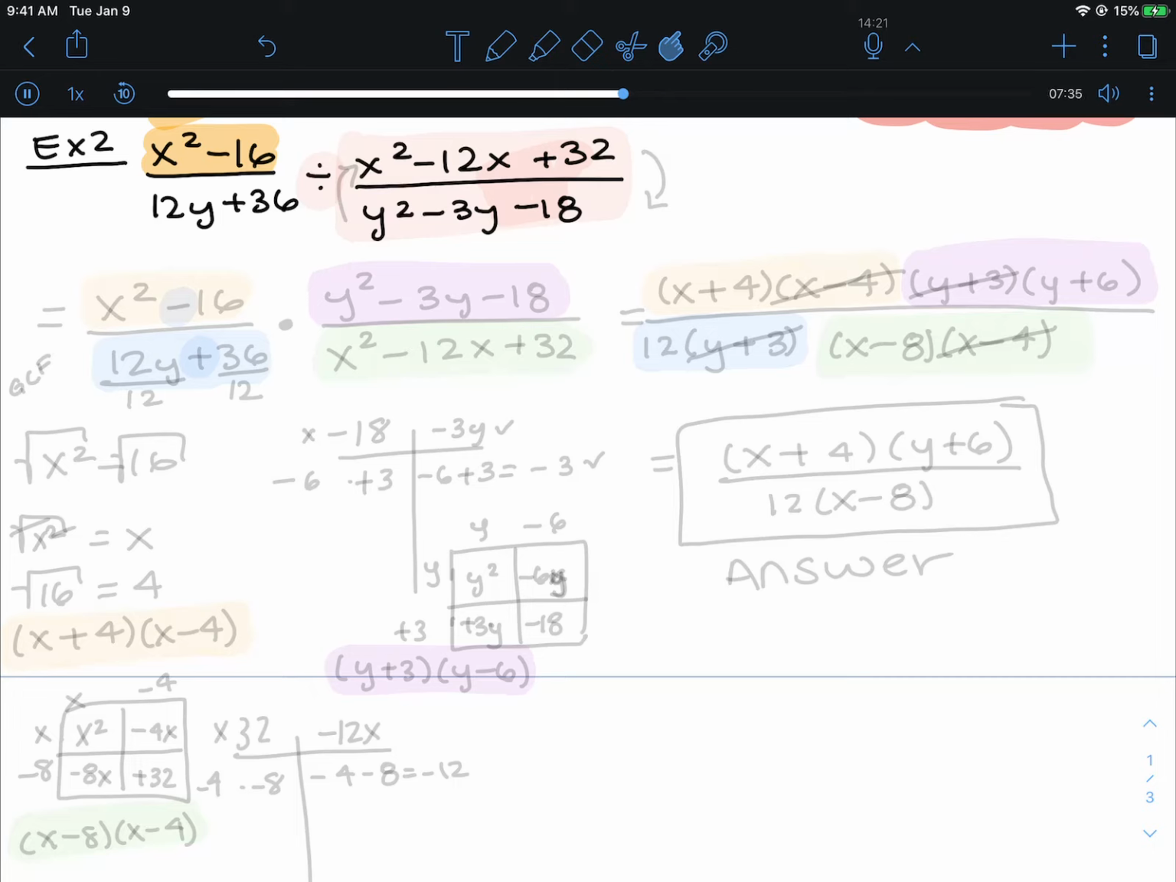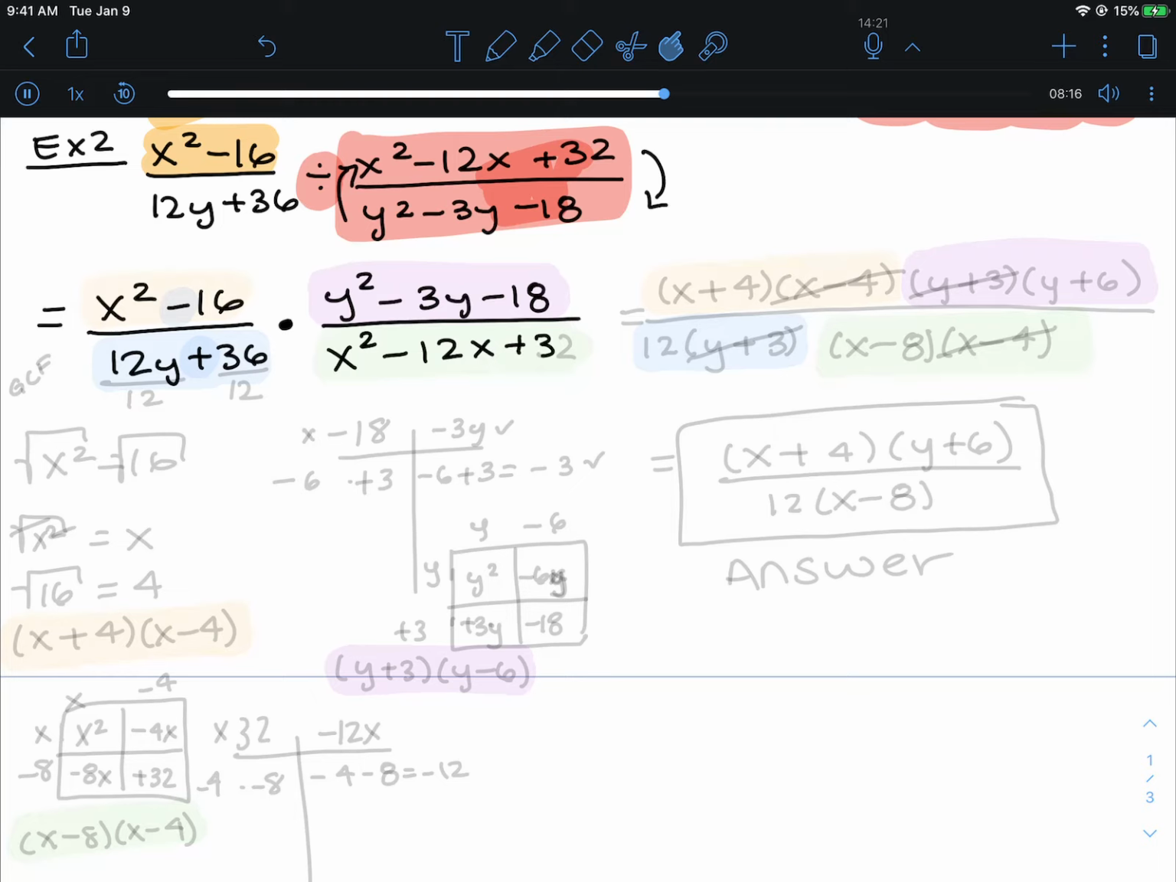But before I do that, I do notice that I have a division problem, right? So that means that I need to go ahead and multiply by the reciprocal for the divisor, which is the second fraction right here. So that means that all of this has to be the reciprocal. So I'm going to rewrite it to get x squared minus 16 divided by 12y plus 36. Now instead of division, it's going to be a multiplication, and the denominator is going to become my numerator, y squared minus 3y minus 18, and my numerator is now my denominator, minus 12x plus 32.